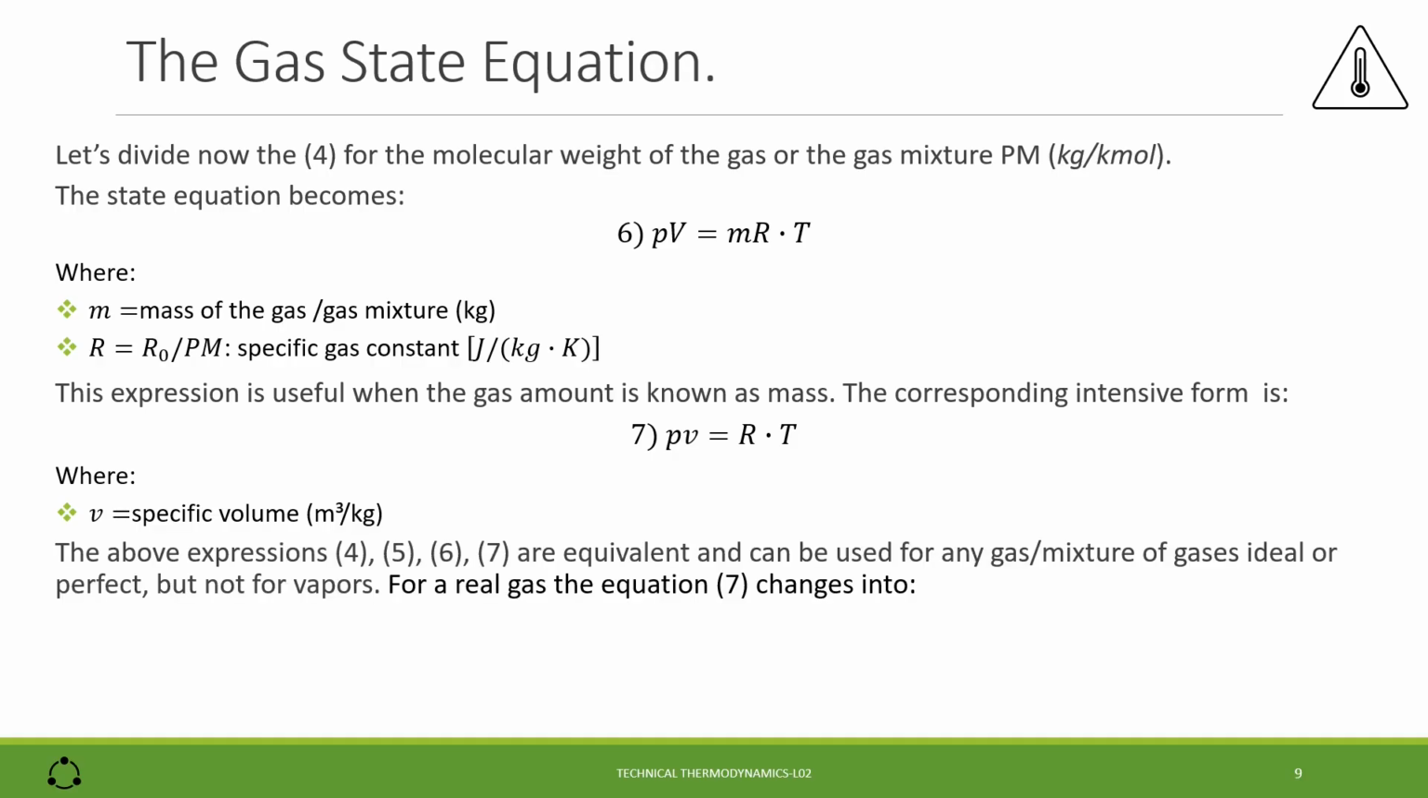The above expressions 4, 5, 6 and 7 are equivalent and can be used for any gas or mixture of gases, both ideal or perfect, but not for vapors. For a real gas, the equation 7 changes into Pv equals ZRT, where Z is the compressibility factor, dimensionless, and is always less or equal than 1.